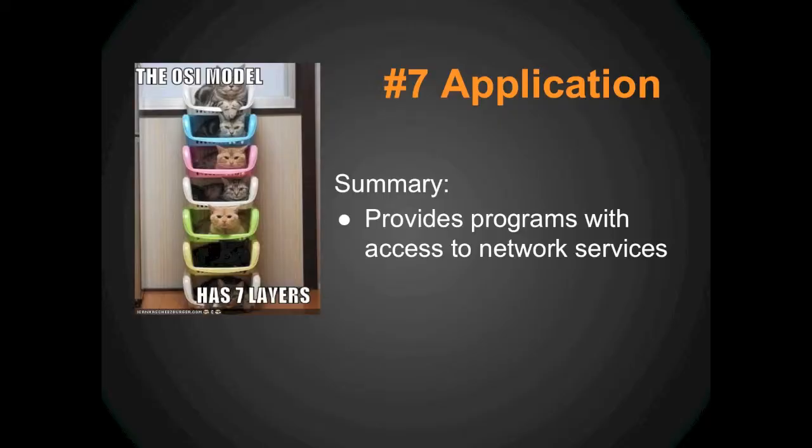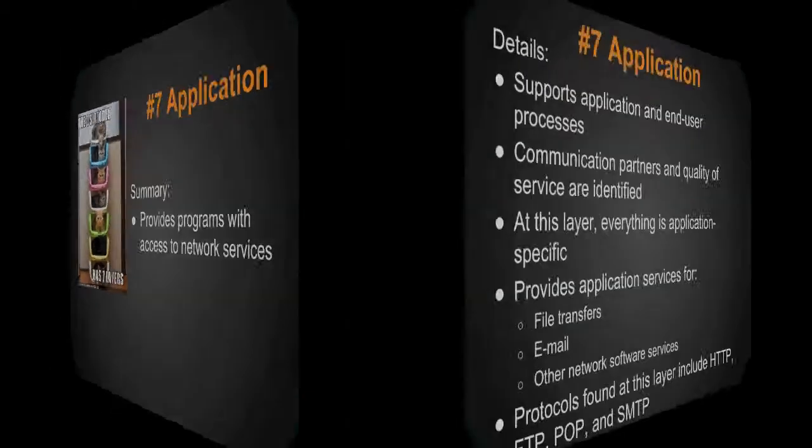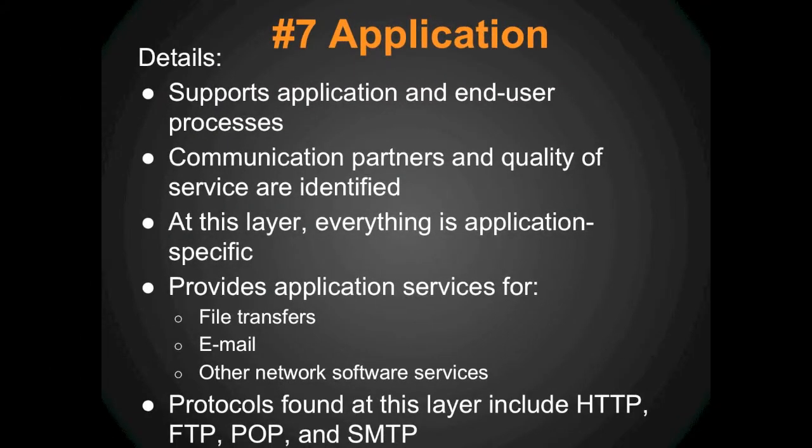Layer number 7, or the application layer, provides programs with access to network services. This layer supports application and end-user processes. Two pieces identified are the communication partners and quality of service.